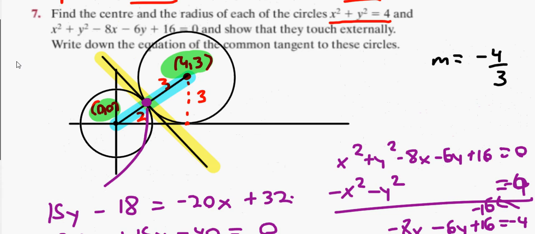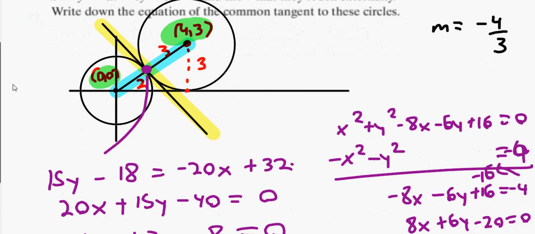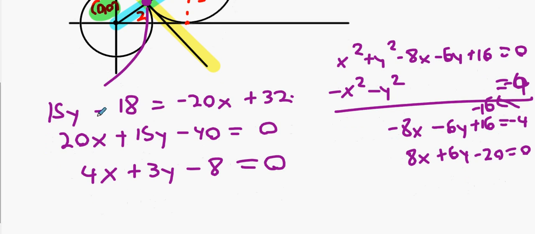So give me a look. 16 minus 4, 20. Sorry? Minus 50 instead of minus 40. Here? Yeah.